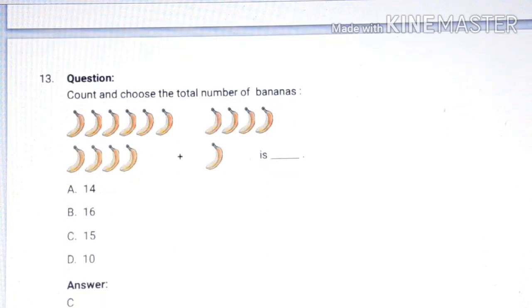Next, number 13. Count and choose the total number of bananas. So children, you have to count the total number of bananas and write the answer here. So the correct option is 15. If you count all the bananas, children, then you will get 15 bananas here. Okay, that is option C.